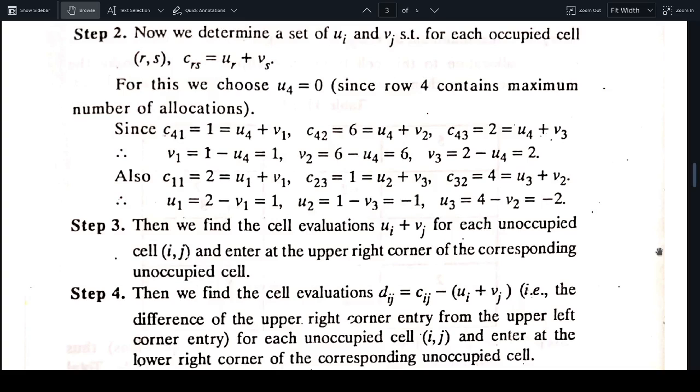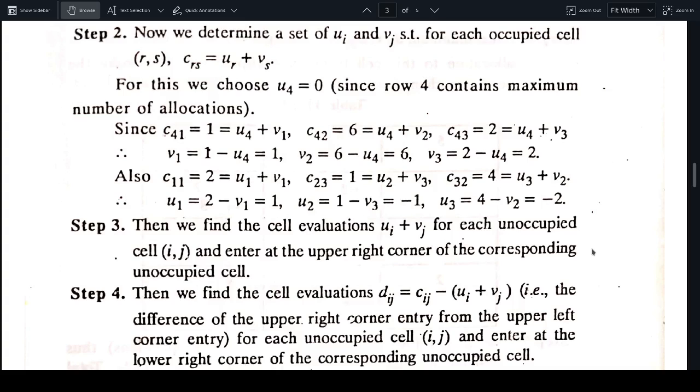Suppose here you see row number 4, that is U4, the number of allocations is 3. So we consider U4 equal to 0. If we consider U4 equal to 0, with the help of the relation Cij equal to Ui plus Vj, we calculate all values of Ui and Vj. So you see, this is correct or not? All of you understood this one? Yes, sir.